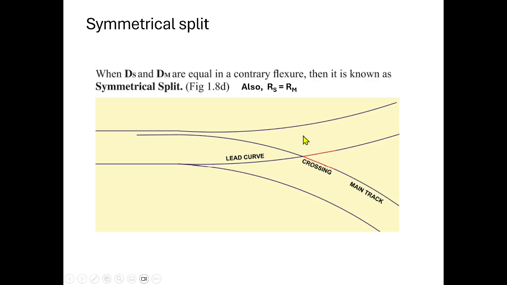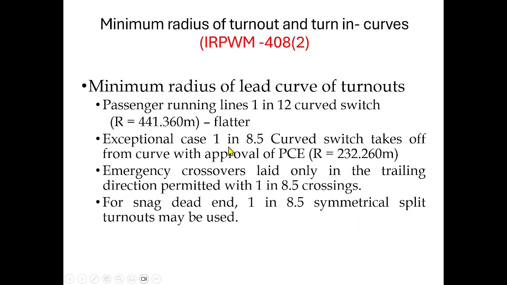There the equal diversion will take place. Accordingly, the crossing angle will become double, and thereby the radius also will become double, the resultant radius of the turnout. Both sides will be equal. This is something about the symmetrical split. Of course, this we have already seen.